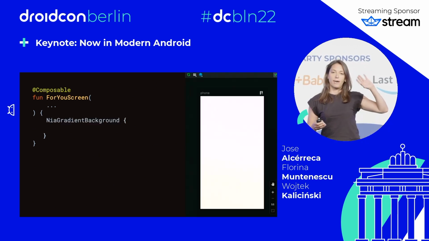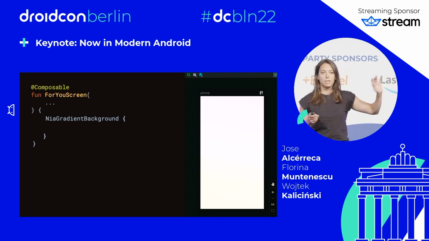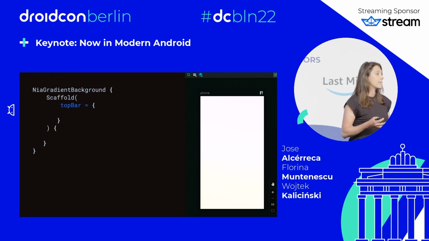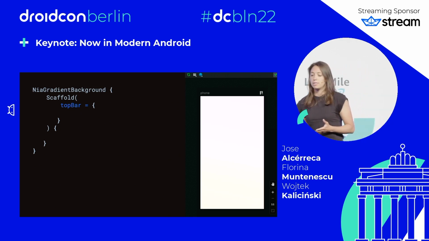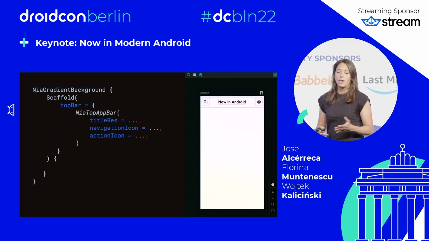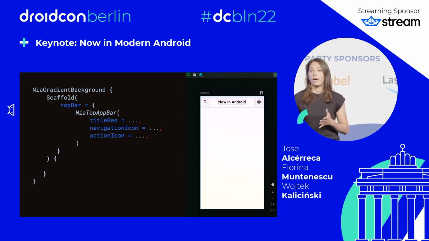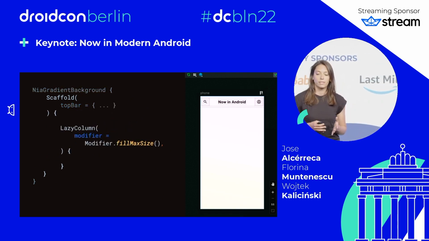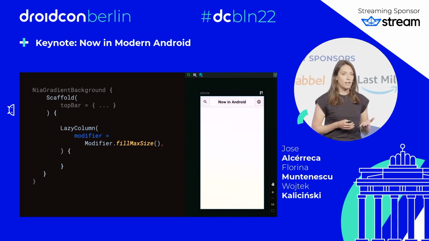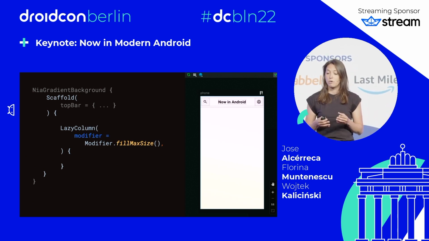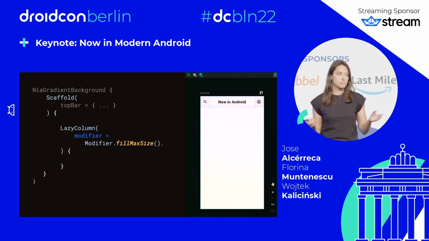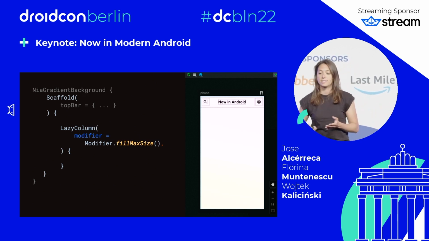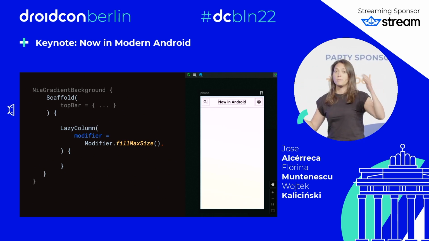First of all, I have a Now in Android gradient background. And then on top of it, I have a scaffold. This is the one that provides the layout structure that allows me to add components like a top bar. In the top bar, I'm setting the title and the navigation and action icon. And then inside the scaffold, I'm setting the content. In this case, I have a lazy column. And the lazy column has a modifier that's called fillMaxSize. What do you think this does? It tells the lazy column to fill the entire size of the available space.